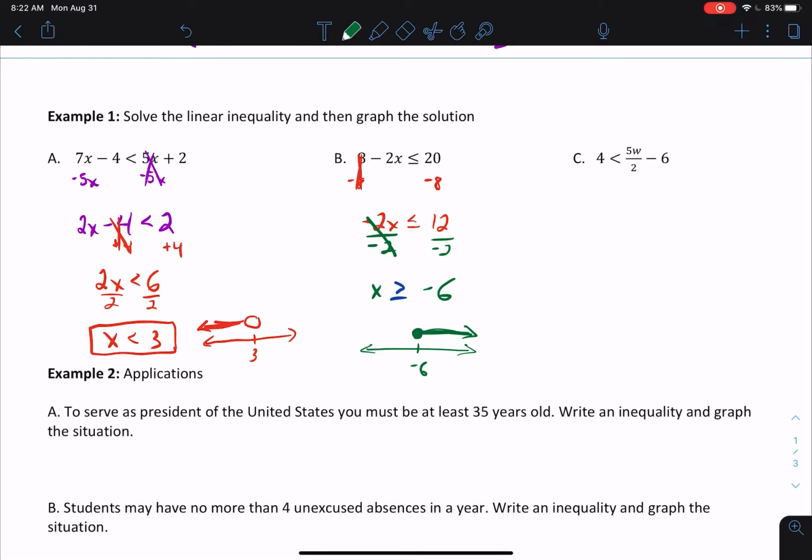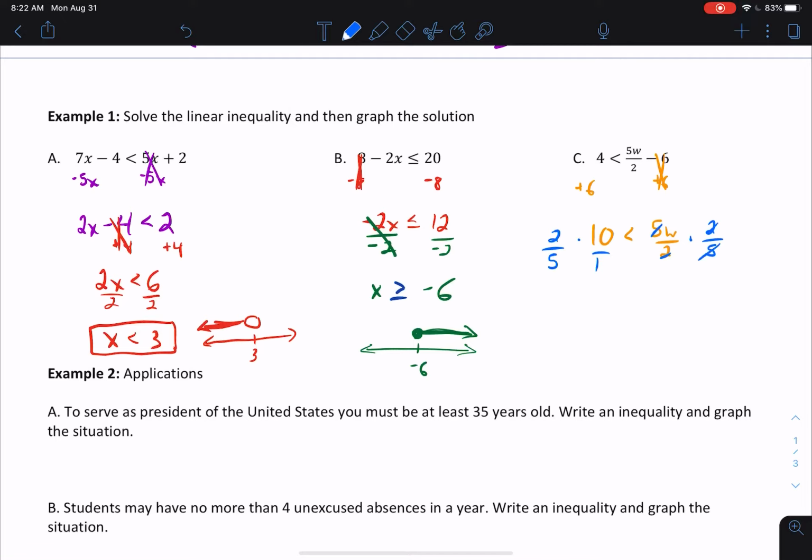All right, and then for our last one in this video, same steps. I'm going to add 6 to both sides. 10 is less than 5w over 2. And from here, I need to get rid of that fraction, so I'm going to multiply both sides by the reciprocal.